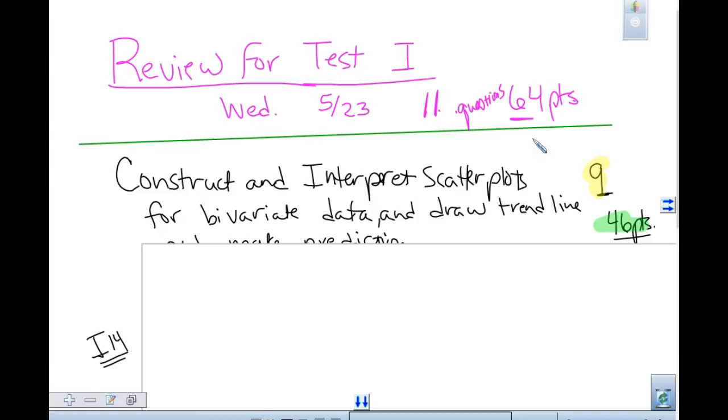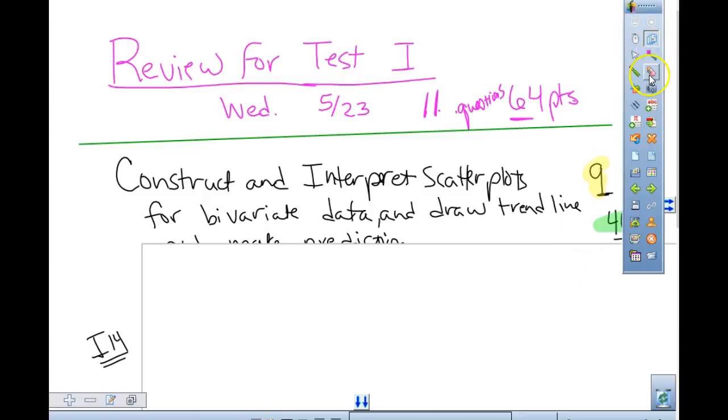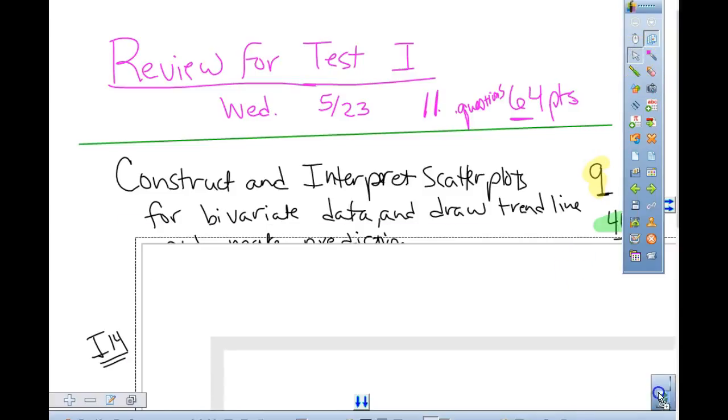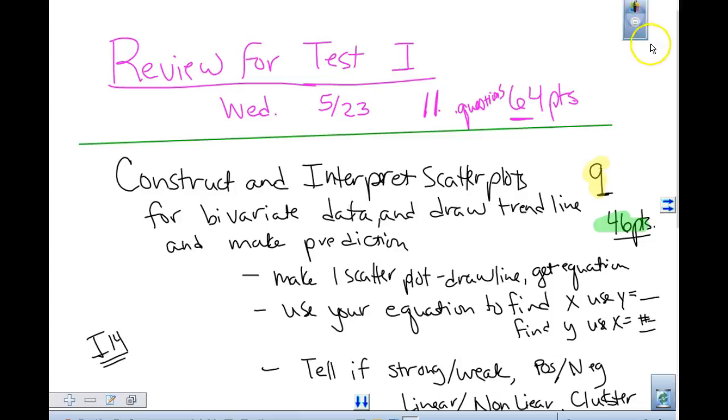So, 11 questions. The first 9 questions are 46 points. That's way over half that test, right? 46 out of 64. That's like 2/3 of your test. What is that going to be doing? The reason I wanted you to start on those questions today, constructing your scatter plots and looking at those, is because those are the type of questions you are going to see on your test. You are going to have to construct and interpret scatter plots. For bivariate data, you're going to have to draw the trend line and make a prediction.